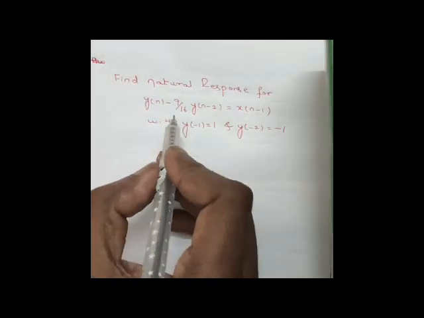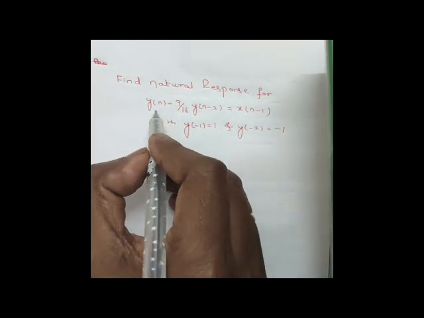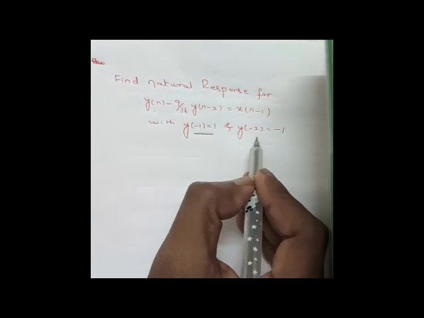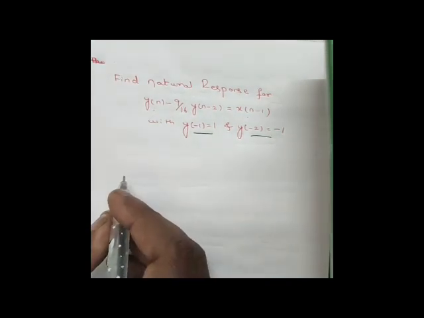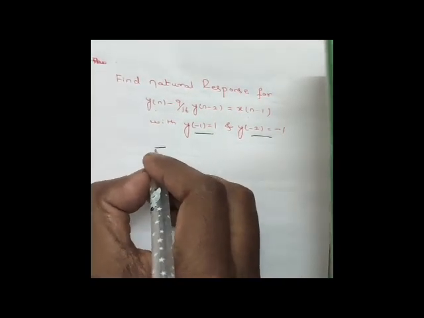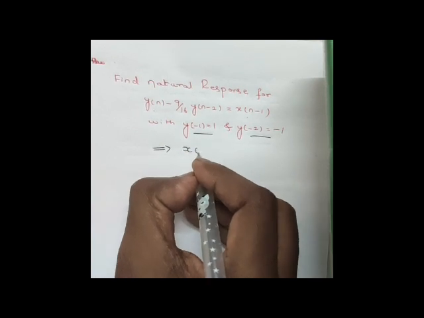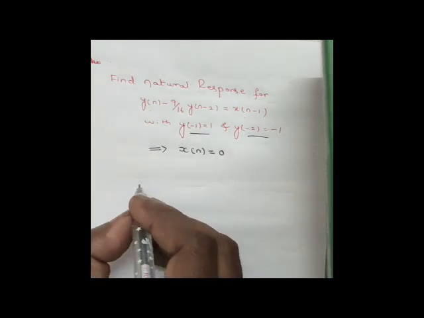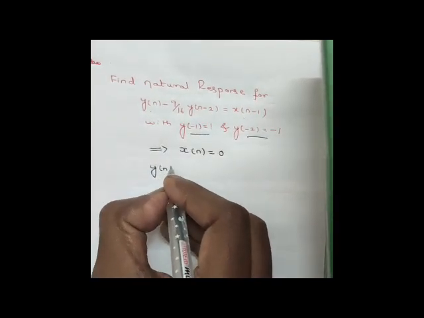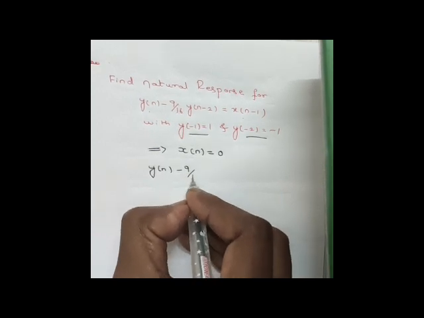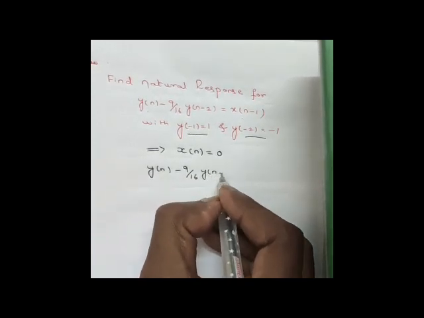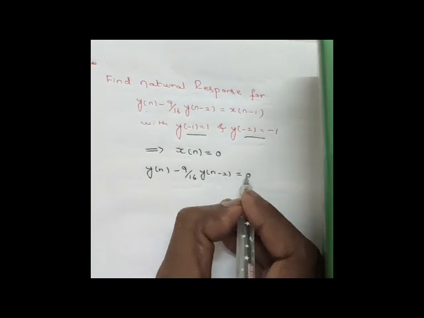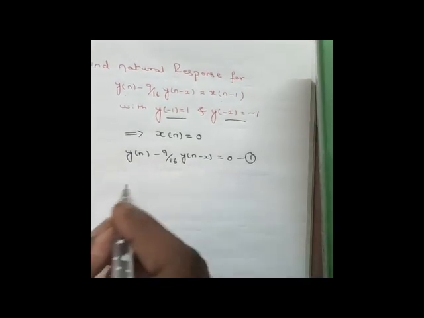How to find a natural response from the given discrete time signal. The discrete time signal is given in the form of output as well as input, and some initial conditions are given. So for this, the first point you need to make is x of n is equal to 0. Whatever the input value is, you make it 0. After making that, your response will become y of n minus 9 by 16 y of n minus 2 is equal to 0. You call this equation number 1.